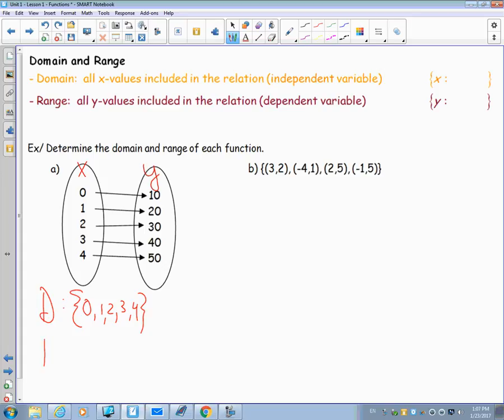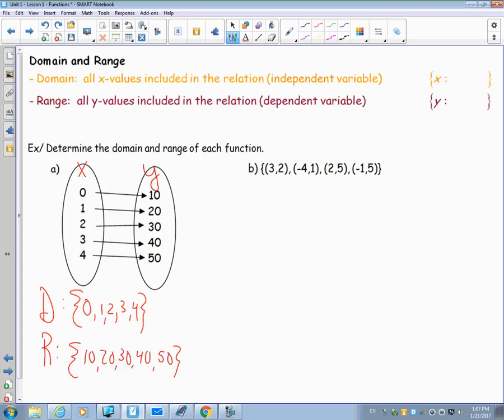If I want to do my range, I do the same thing. So we're going to use an R for range. And this time I'm going to include my y values. Which ones? 10, 20, 30, 40, and 50. As I said, mapping diagrams are nice because you can actually see each value that's been used. You can define your picture frame.